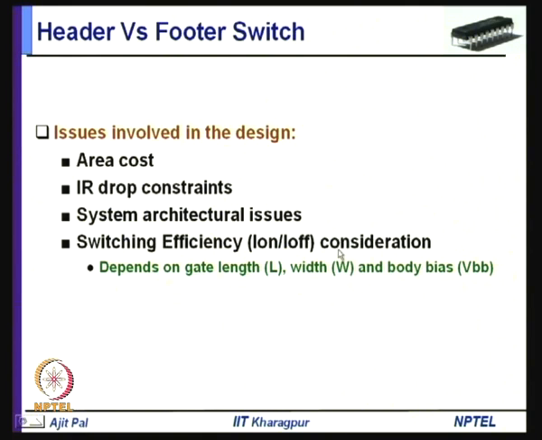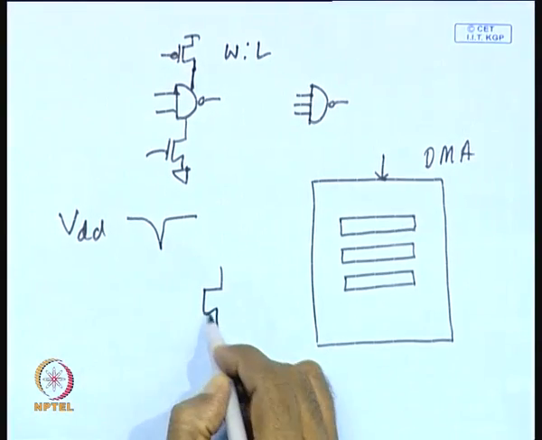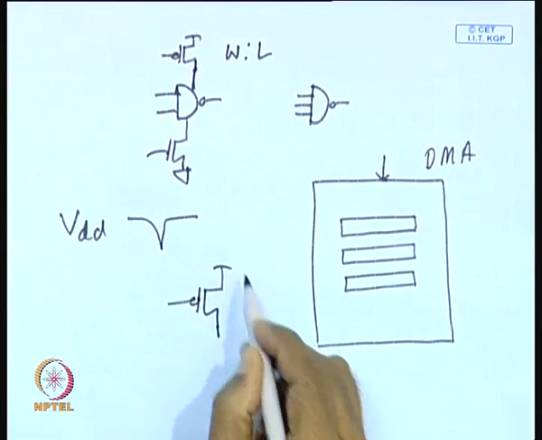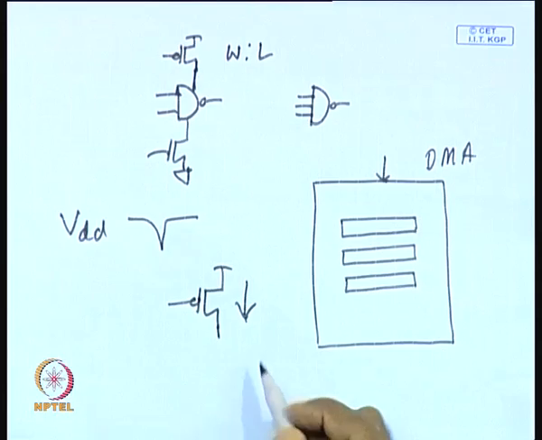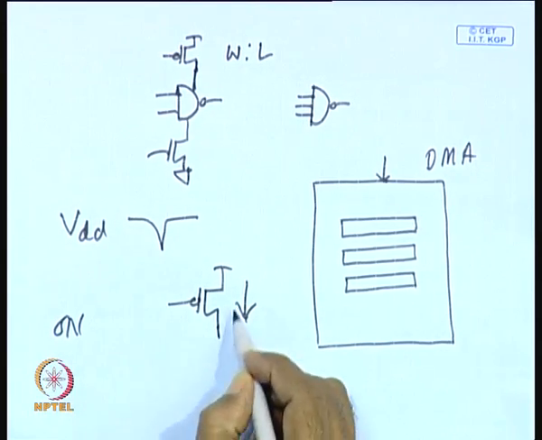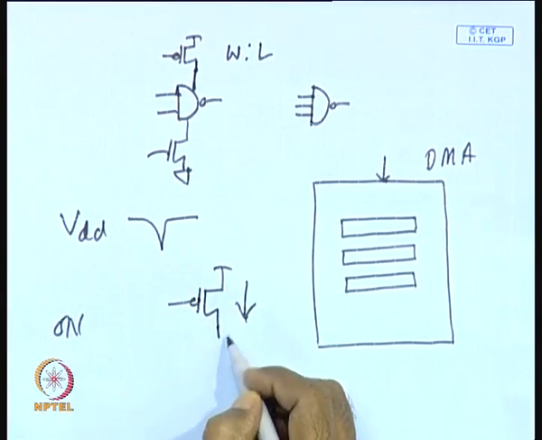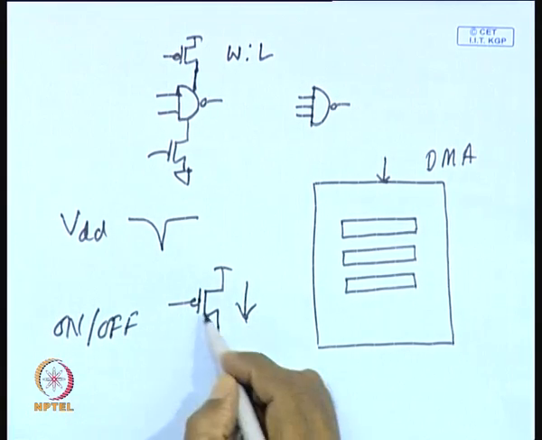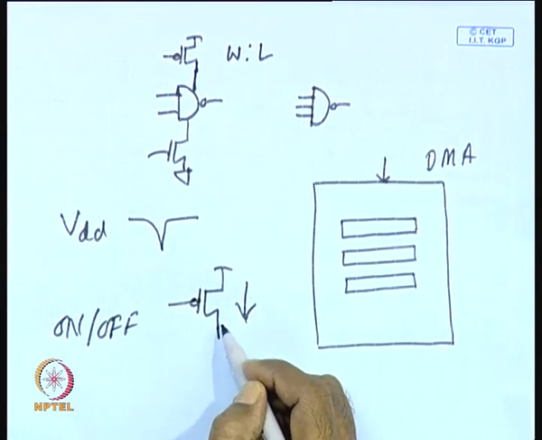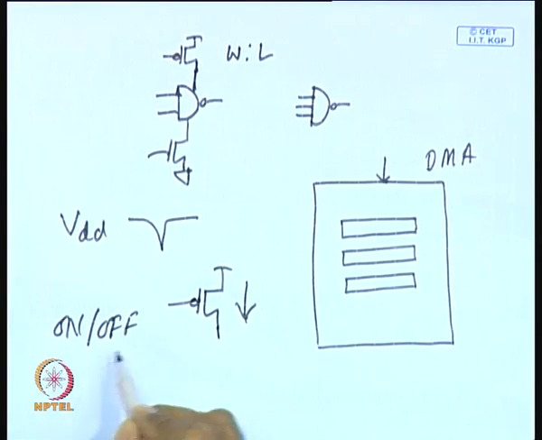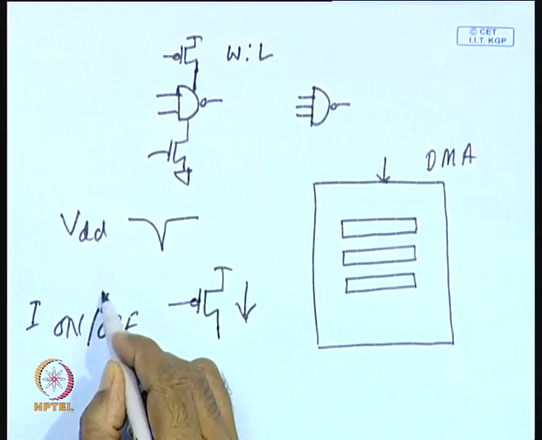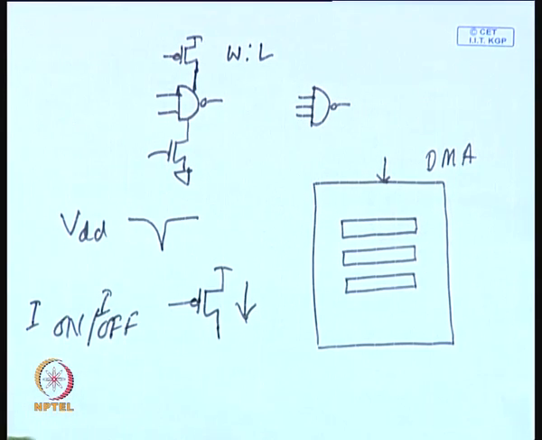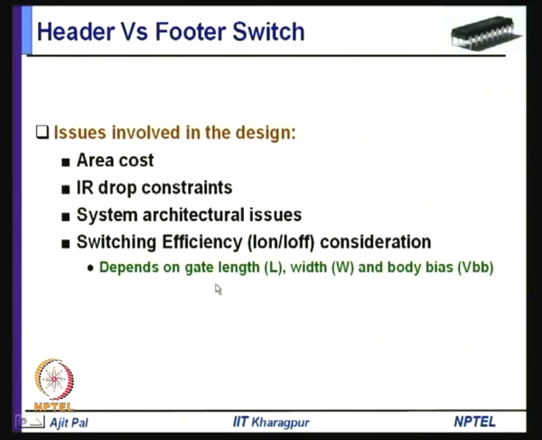So, whenever you are putting a switch, when it is on, it can pass some current. So, on current is dependent on the width versus length of this device, and whenever you put them off, this off current is dependent on the threshold voltage and various other parameters. So, this on to off ratio, this I on to I off ratio, is very important, and it depends on the gate length, width and body bias, which essentially controls the threshold voltage.